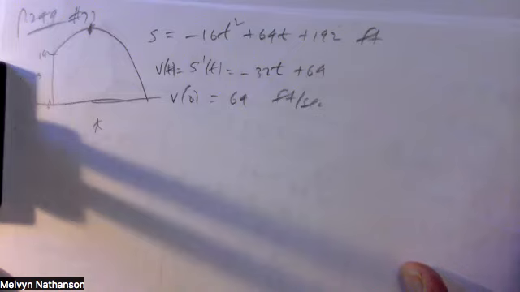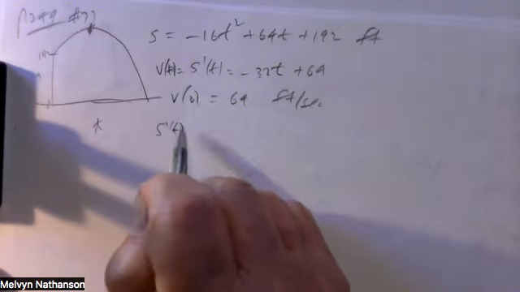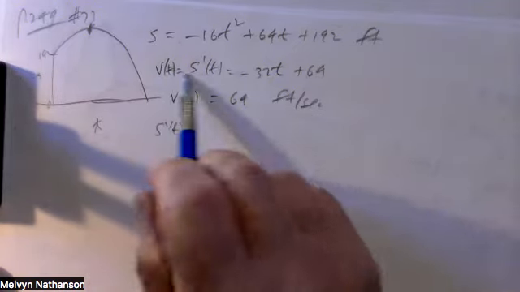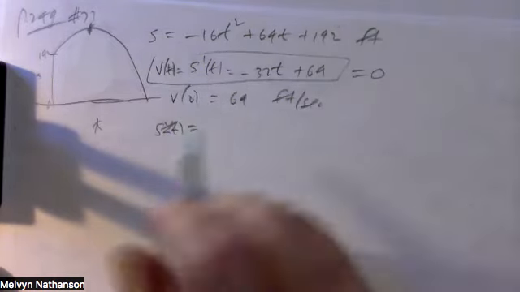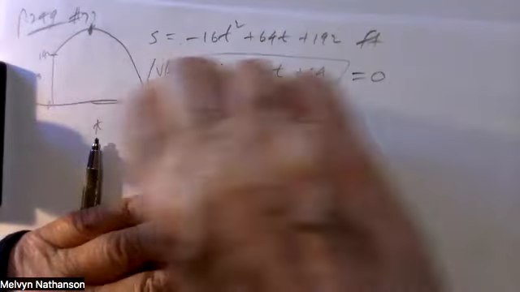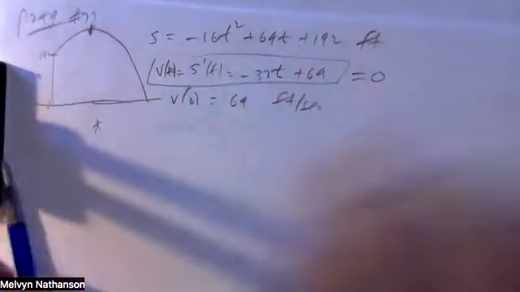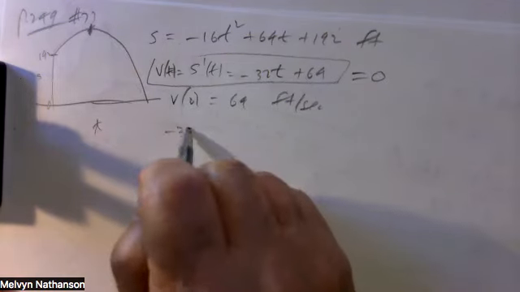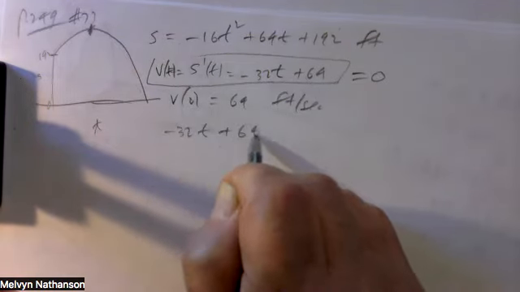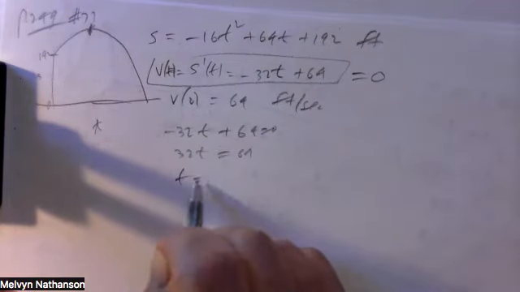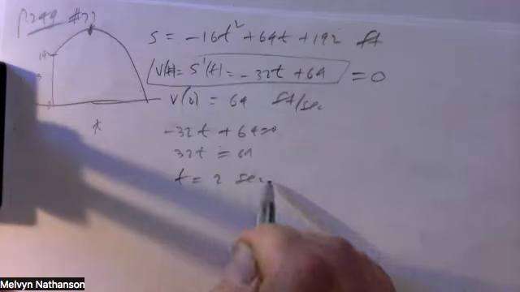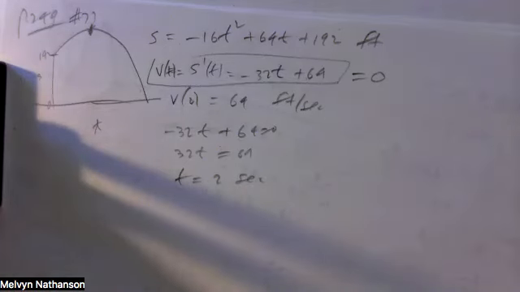So we want to find the critical points, S prime of t. And when is this equal to 0? When is the derivative or the velocity equal to 0? That means minus 32t plus 64 is 0. 32t equals 64. t equals 2 seconds. So 2 seconds after we throw the thing up in the air, the stone reaches its maximum height.